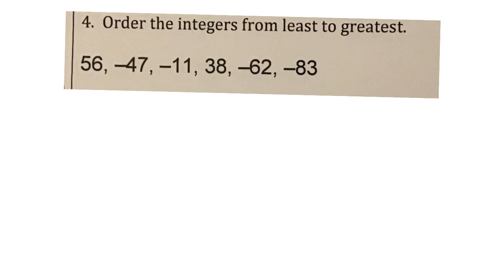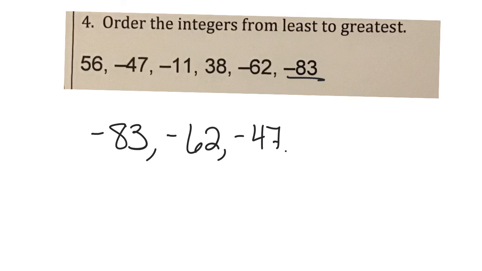Okay, and the last question is you're just ordering these integers from least to greatest. So remember, with integers, when we're talking about negative numbers, the more negative, the lower it is. So I would first look for my biggest negative, which is this negative 83. So that would be my first one. And then negative 62, negative 47, negative 11, and then I would do my positives, 38 and 56. And that should be your order for ordering the integers.